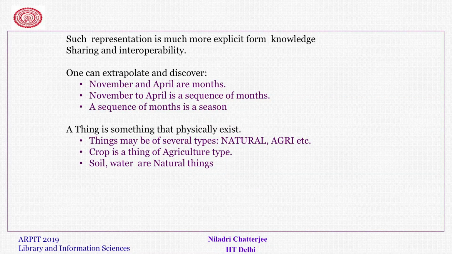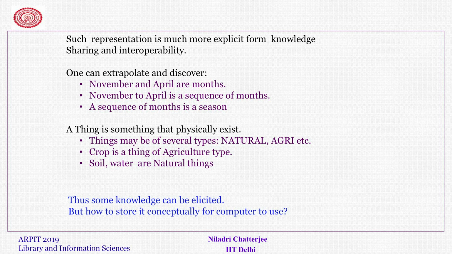For illustration, from this previous small text, we can easily see that November and April are months of a year. November to April should be a sequence of months, and a sequence of months is to be called a season. In a similar way, one can see that all the physical things can be natural or agricultural. Say for example, crop is a thing of agriculture type, soil, water, etc. are natural things, and thus from such a small piece of text we can acquire so much knowledge, which is going to be useful if we want to design a system for agriculture in India.